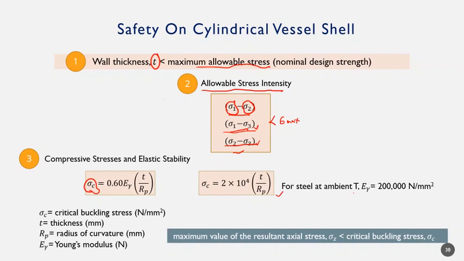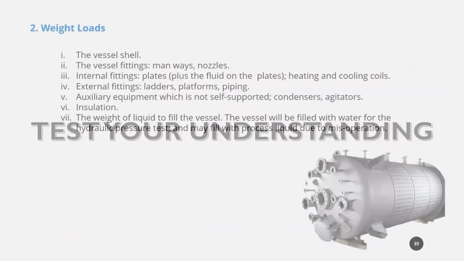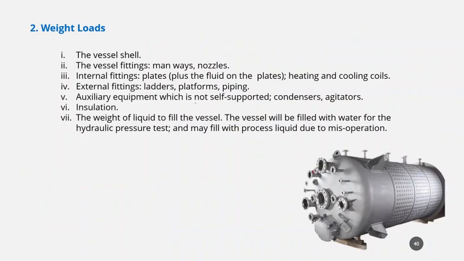Okay, for the steel at ambient temperature, this is the value of Young modulus. So basically, the maximum value of the resultant stress, or sigma z, should be less than the critical buckling stress. Okay, the next is the weight load.